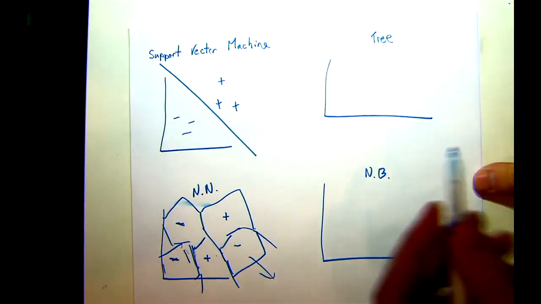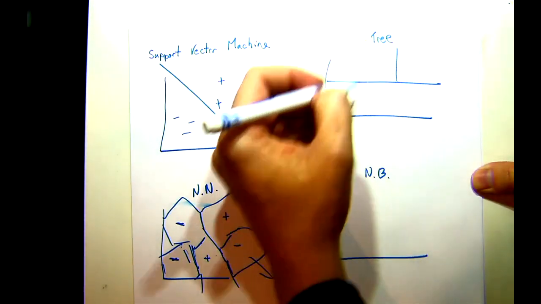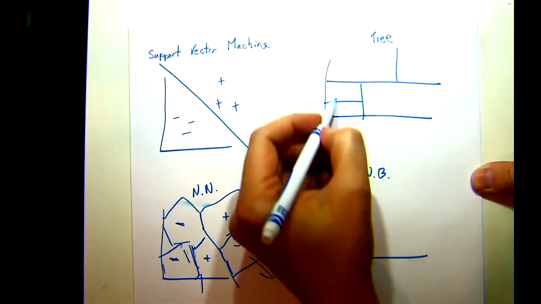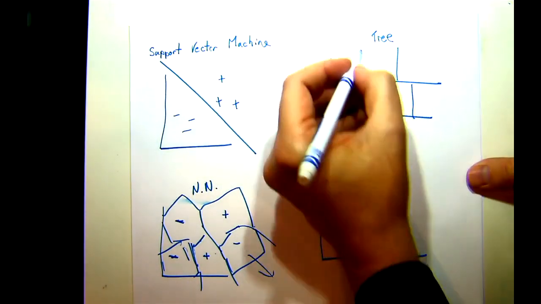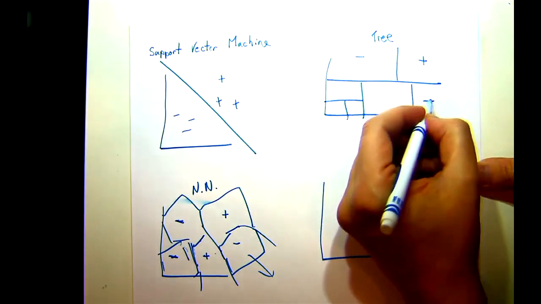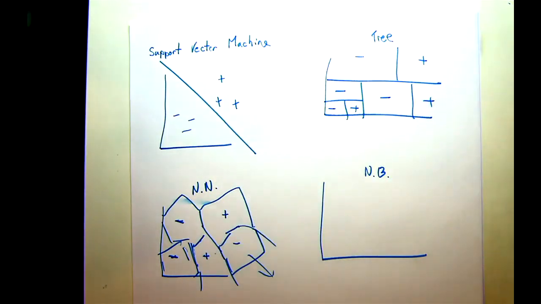Trees, I think we talked about, always make axis-parallel splits. So if we're going to split, it's always going to be parallel to the axis. So maybe there are positives here, that sort of thing. And then naive Bayes makes kind of these nice curves.